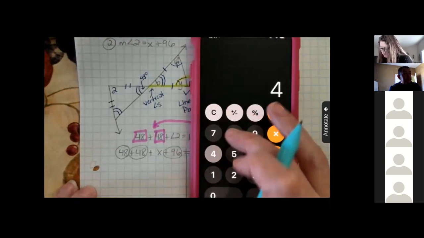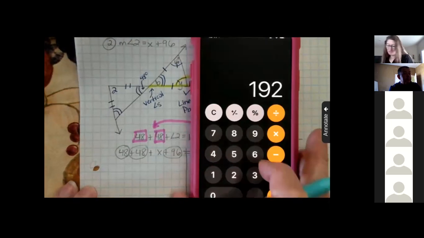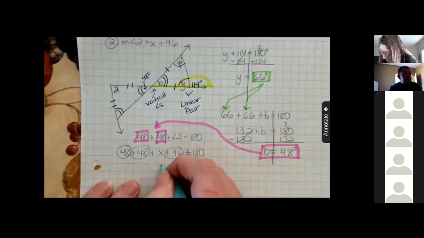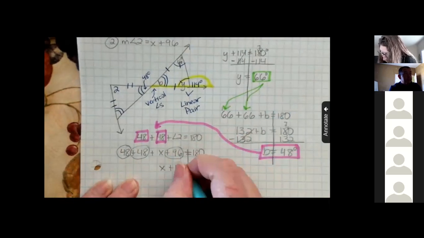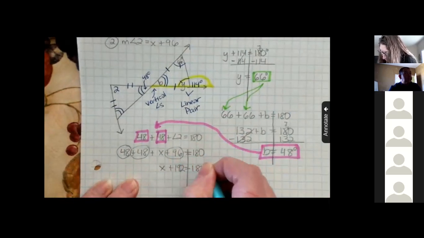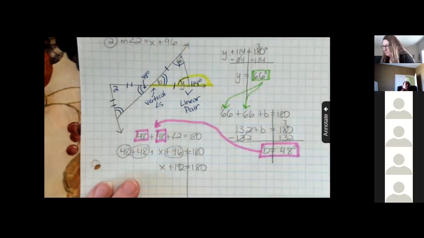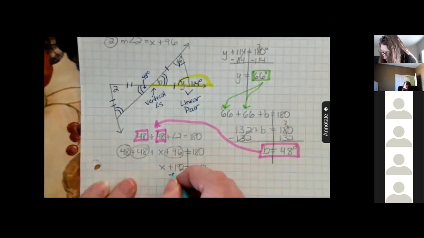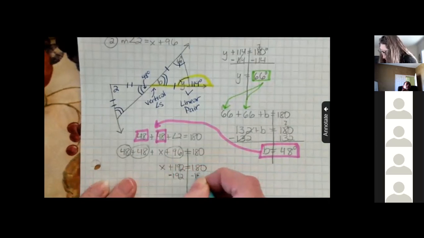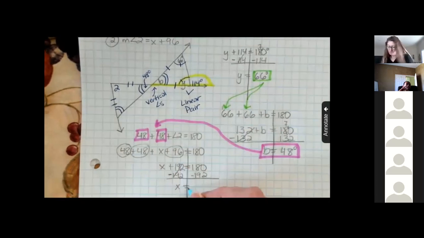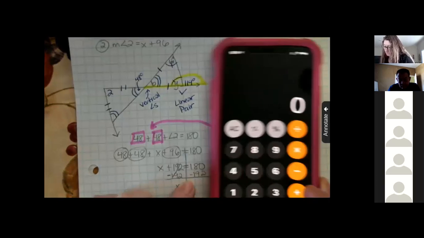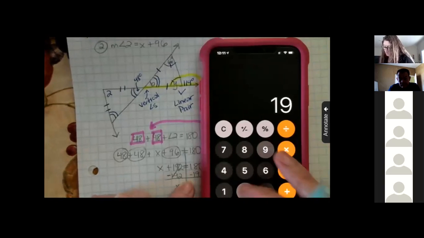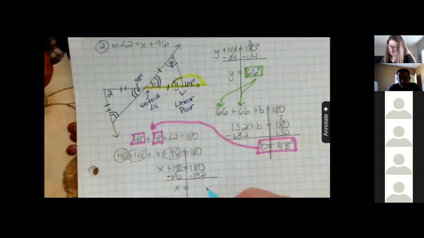Let's make sure I did that right. 96 plus 48 plus 48 is 192. So we have X plus 192. That's crazy. Okay, so now you're at a basic problem again, right? Subtract 192. X equals, well, that's a bigger number than 180. It's going to be negative. Now to get a negative, you need to take 180 minus 192, so it gives you a negative 12.